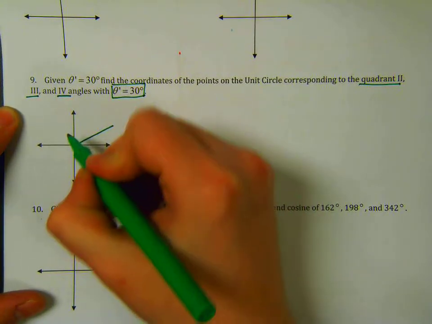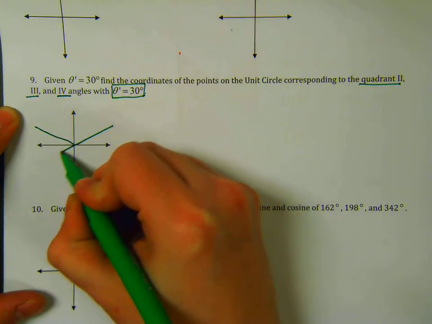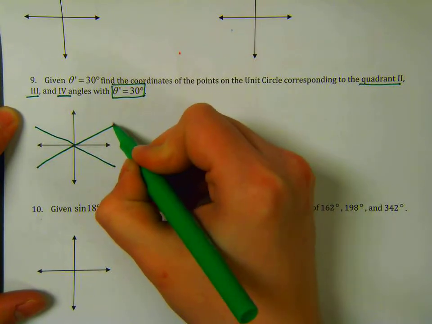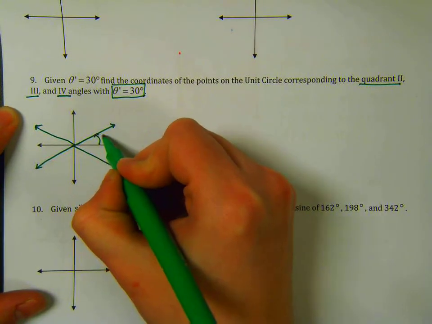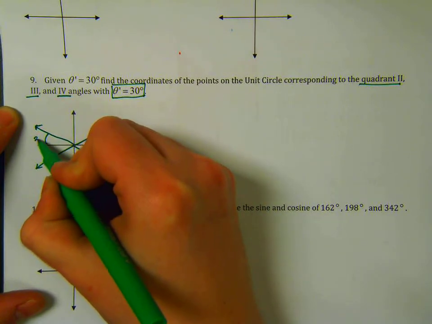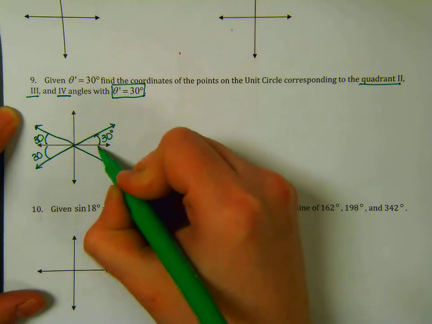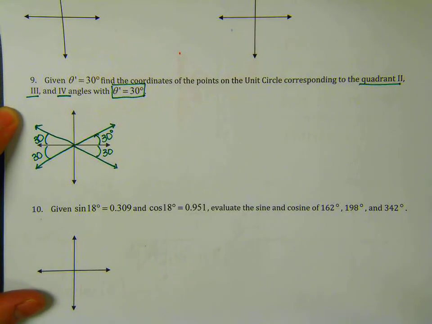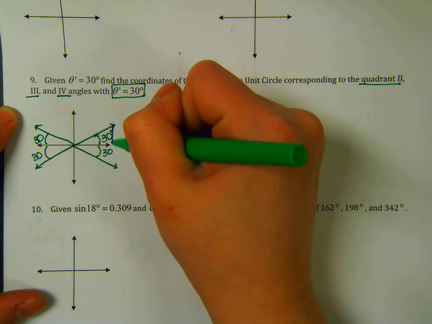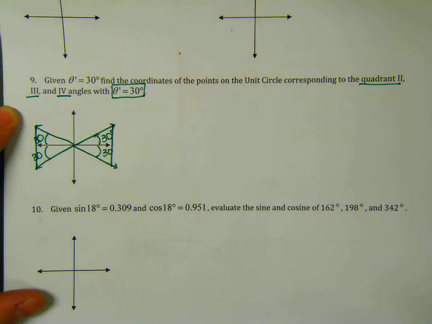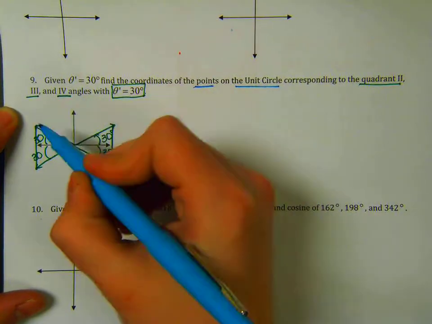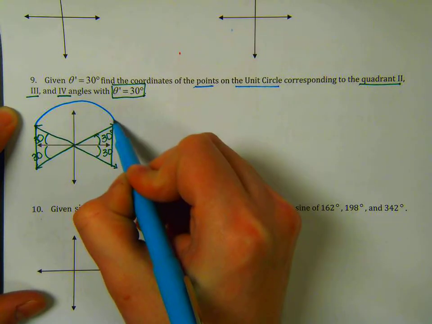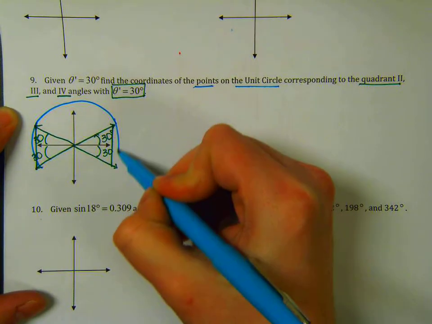30, 30, 30, 30. I'm going to drop my perpendiculars. And really this is on the unit circle, right? Because it says the points on the unit circle. So even though this is going to look terrible, I'm going to try and make it look like I'm kind of on the unit circle.